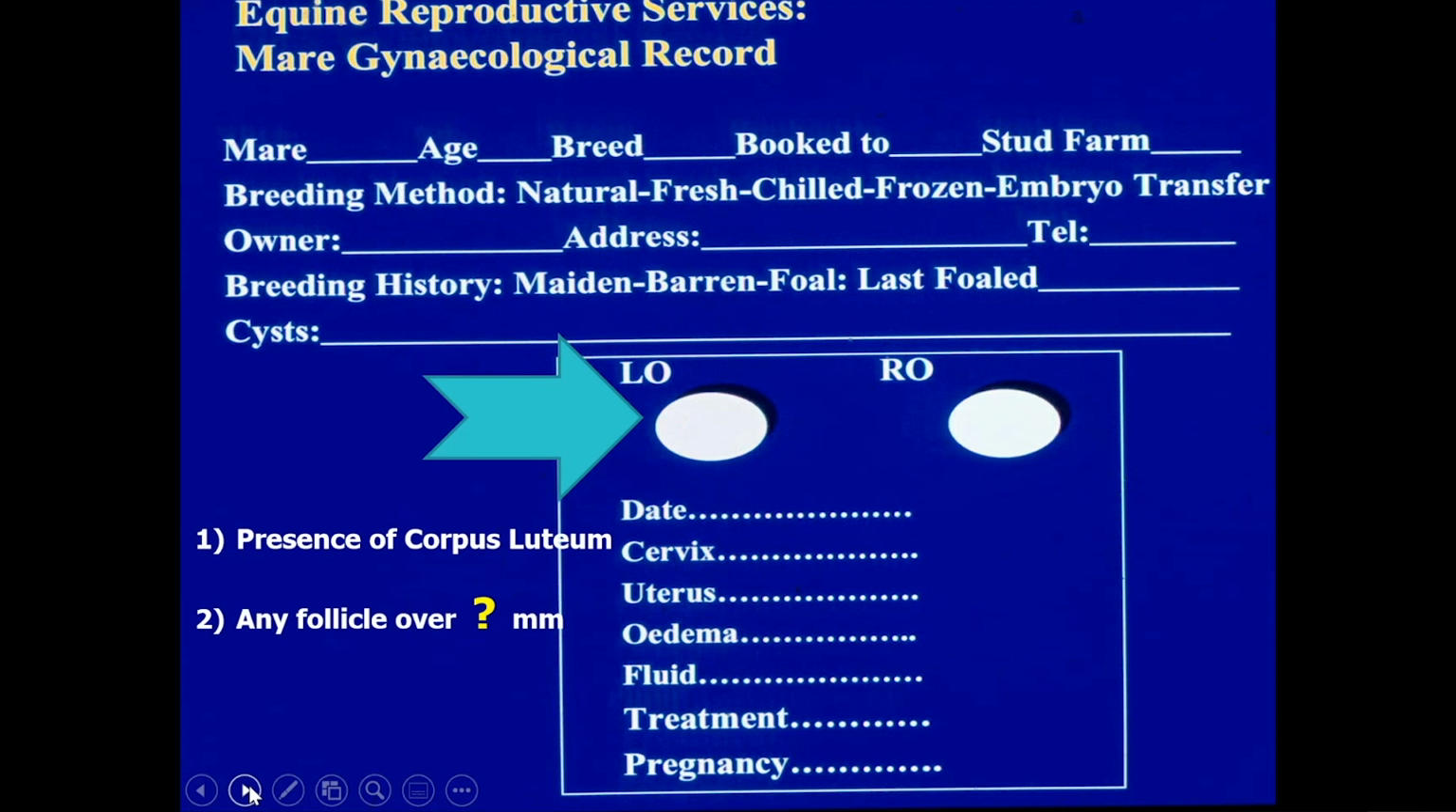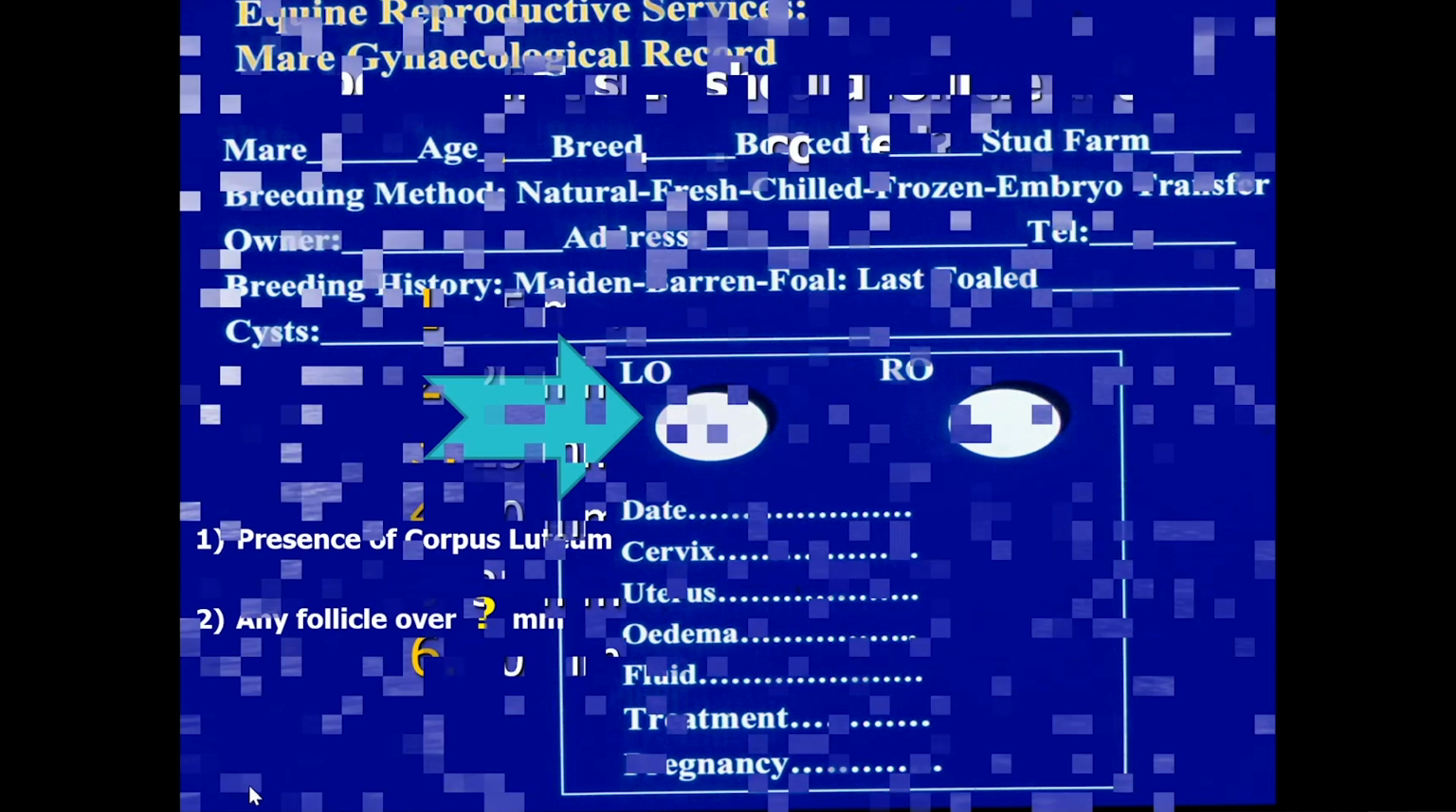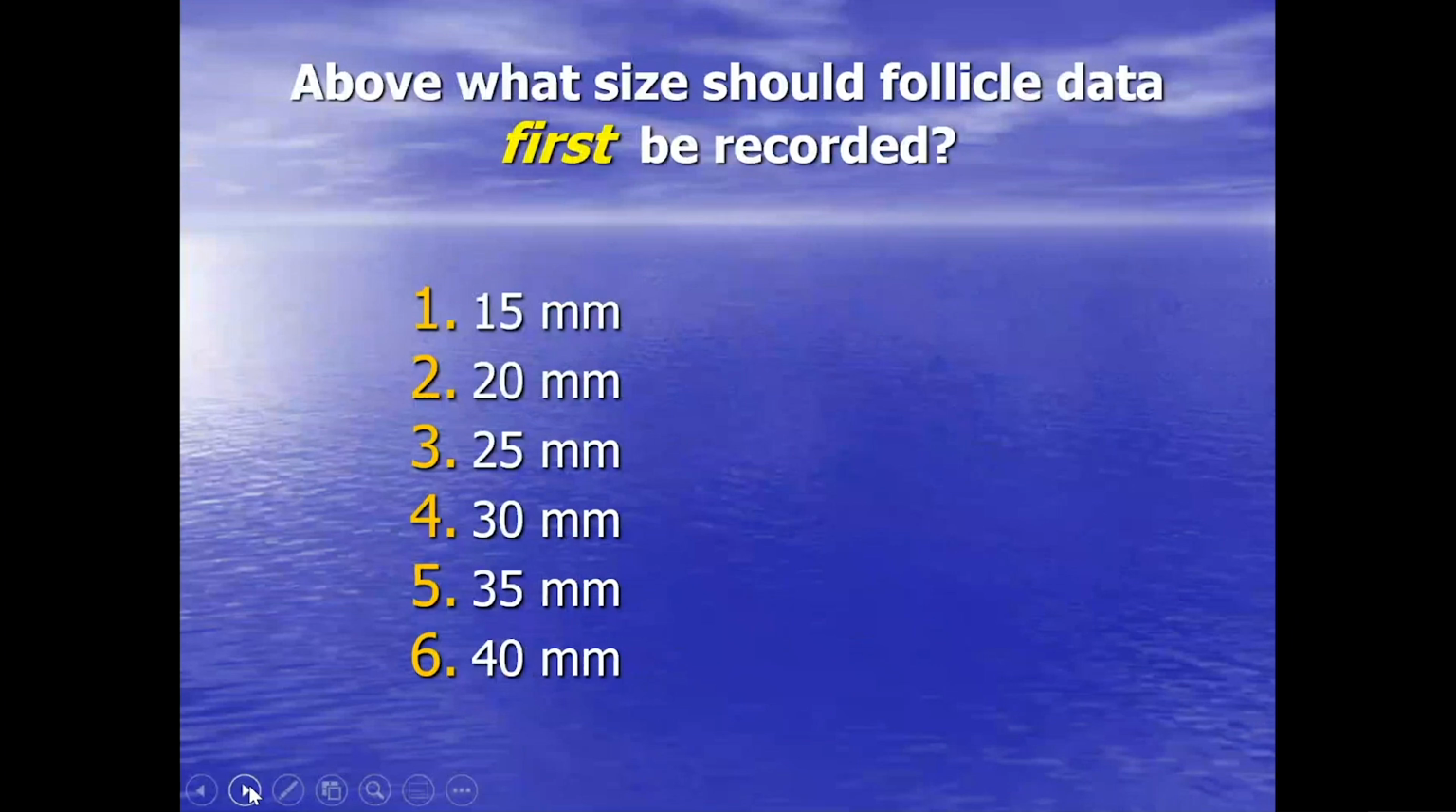Then we come on to follicle. And I put any follicle over ? millimeter. What size do you think we should begin to record the follicle? Now, like I said at the beginning, normally I'd put up an interactive slide here. We can't quite do that. So I put up the interactive slide, but the voting will have to be wherever it was when I last gave this presentation. So we'll work with that.